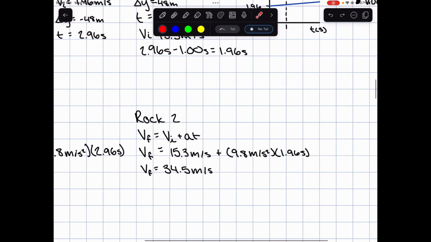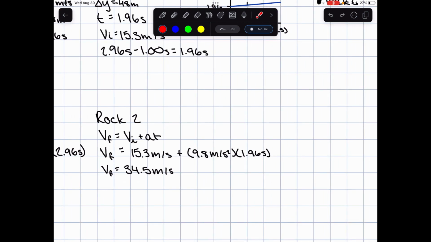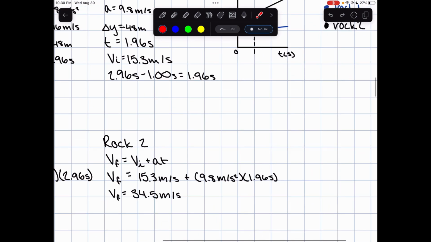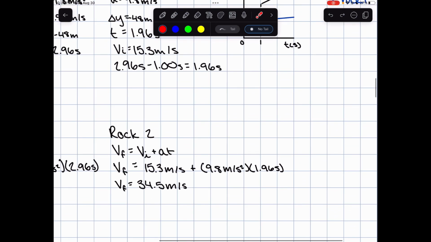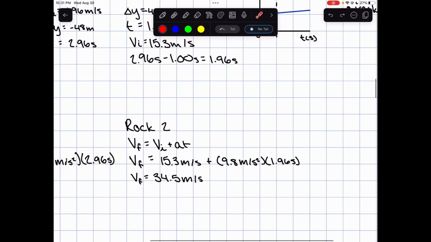Rock 2 is the same process, but we use the numbers from the given for rock 2. So, we know that our initial speed is 15.3 meters per second. Our acceleration is the same, it's 9.8 meters per second squared. And then our time, which is 1.96 seconds. And then we plug that all into our calculator, and we get the final speed of rock 2 is 34.5 meters per second.